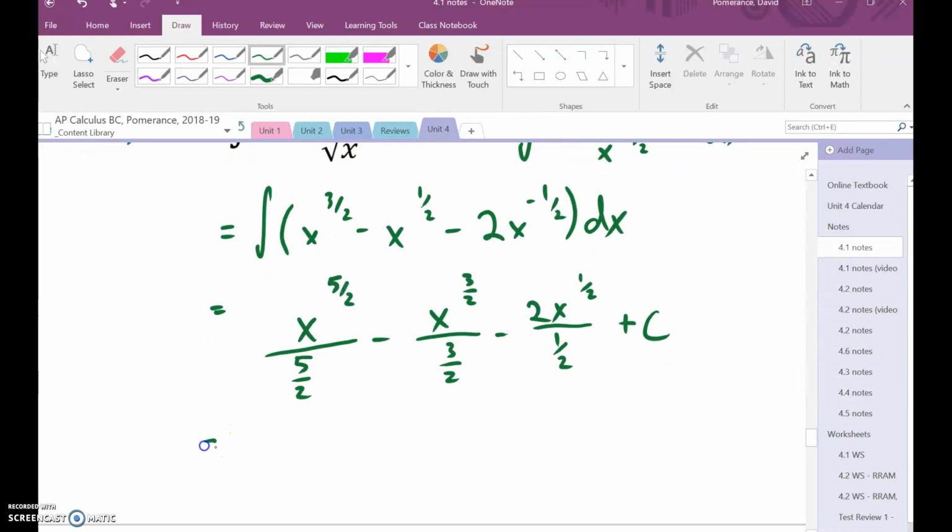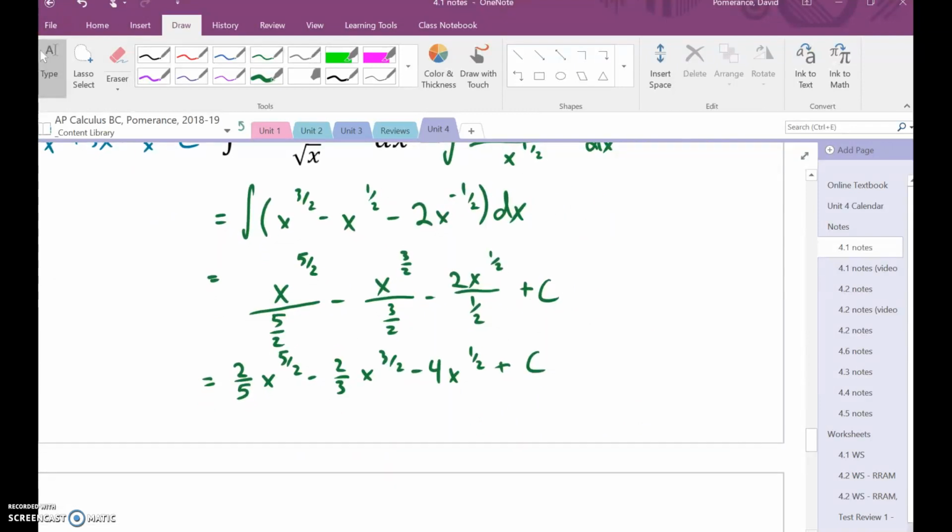We are going to remember that we're dividing by fractions, which is the same as multiplying by reciprocals. So we've got 2/5 times x to the 5/2. We've got 2/3 times x to the 3/2. And we've got negative 4 times x to the 1/2 plus c. And again, we could probably get away with leaving the answer like this, but sometimes in our multiple choice questions we have to simplify this a bit more.